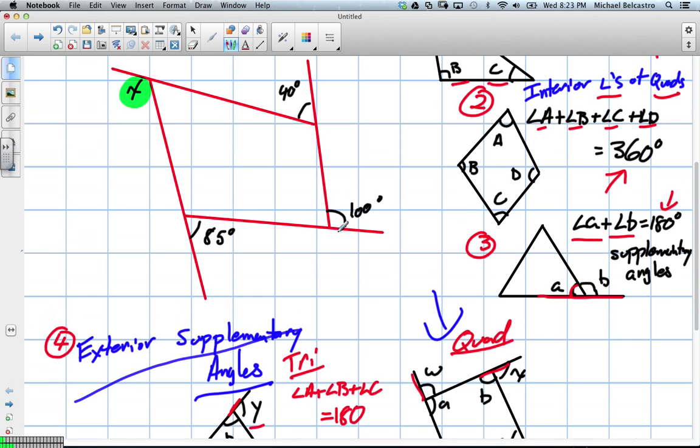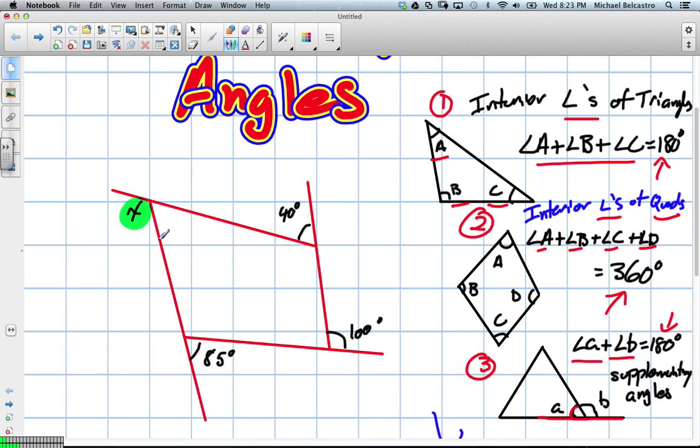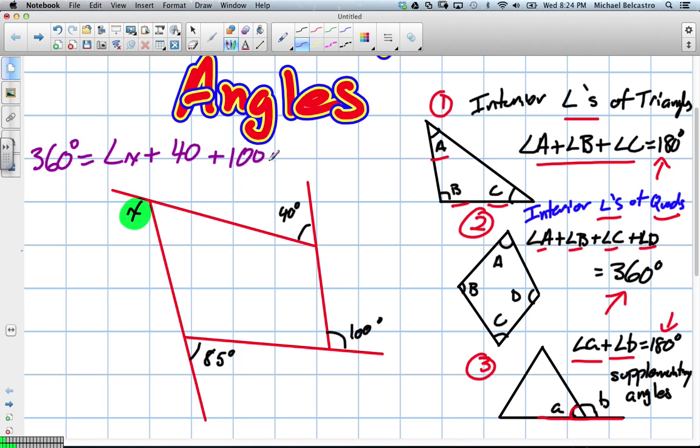So let's see what information they give. Have they given us any interior angles? No. So it's definitely not interior rules. Interior rules are not going to help. They've given us all exterior angles. And we know from the rule that if we add the four angles together, we get what value? 360 degrees. So we know angle x plus 40 plus 100 plus 85 equals 360.